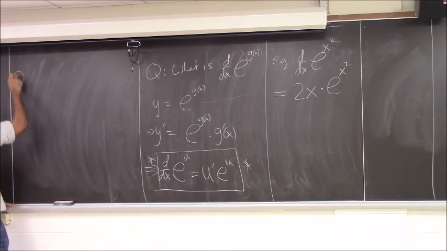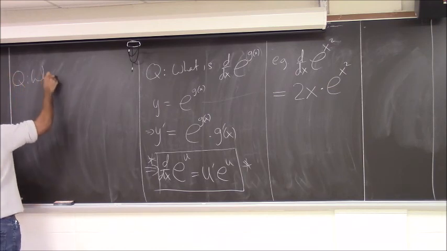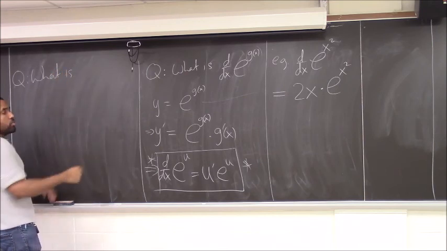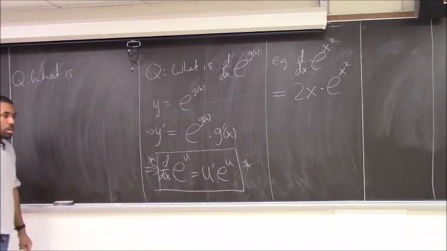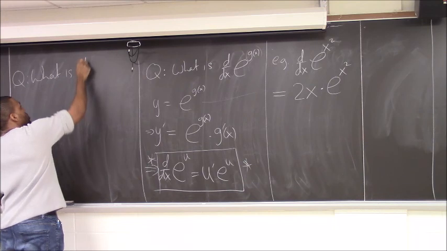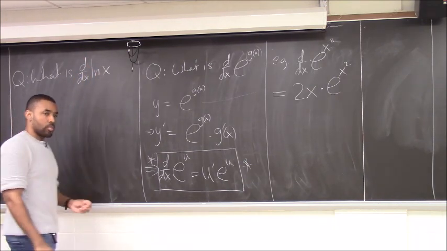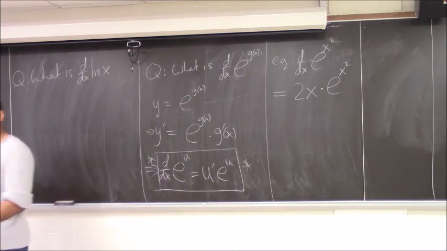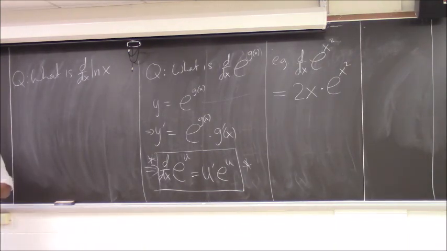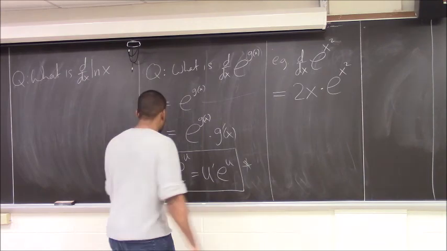So now here's a question. Another fundamental function, especially if we are talking about e to the x, we might want to talk about its inverse. What is the derivative of ln x? Does anyone know the answer? Derivative of ln x? Is it 1 over x? It is 1 over x, but how did we know it's 1 over x? Let's figure it out.